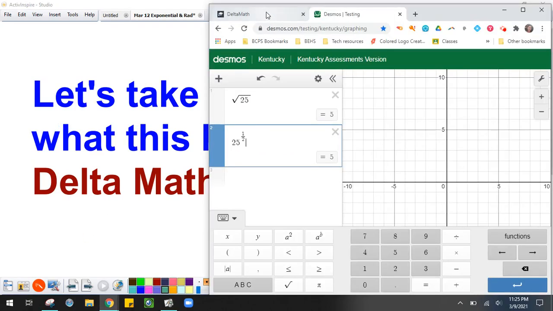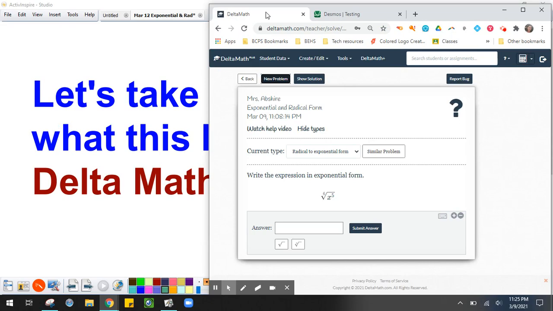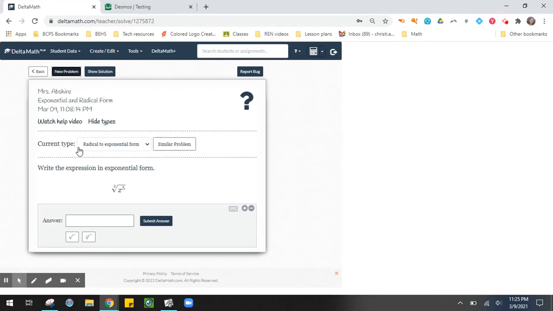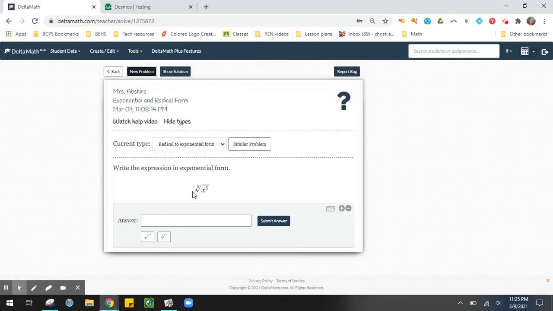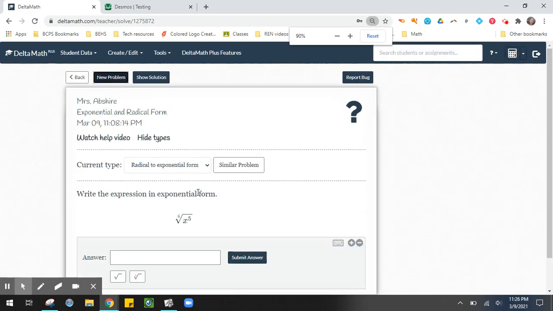working today. So here is a Delta Math problem, and this Delta Math problem has the 6th root of x to the 5th power. The 6th root, it's really small right there, x to the 5th power. On this question, I don't really need these symbols down here. I'm not going to be putting it back in a radical. I'm going to be changing this to exponential form.